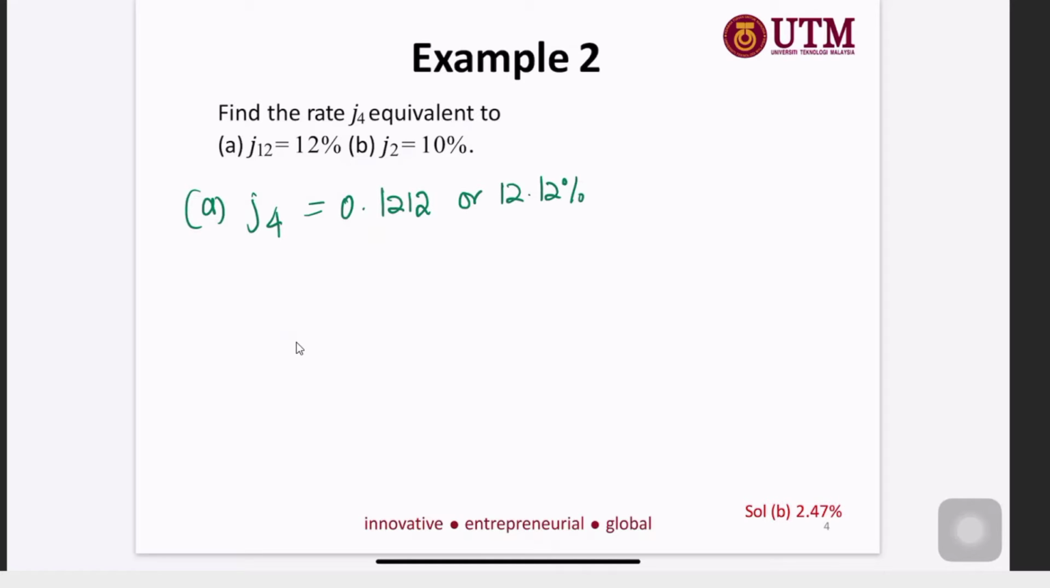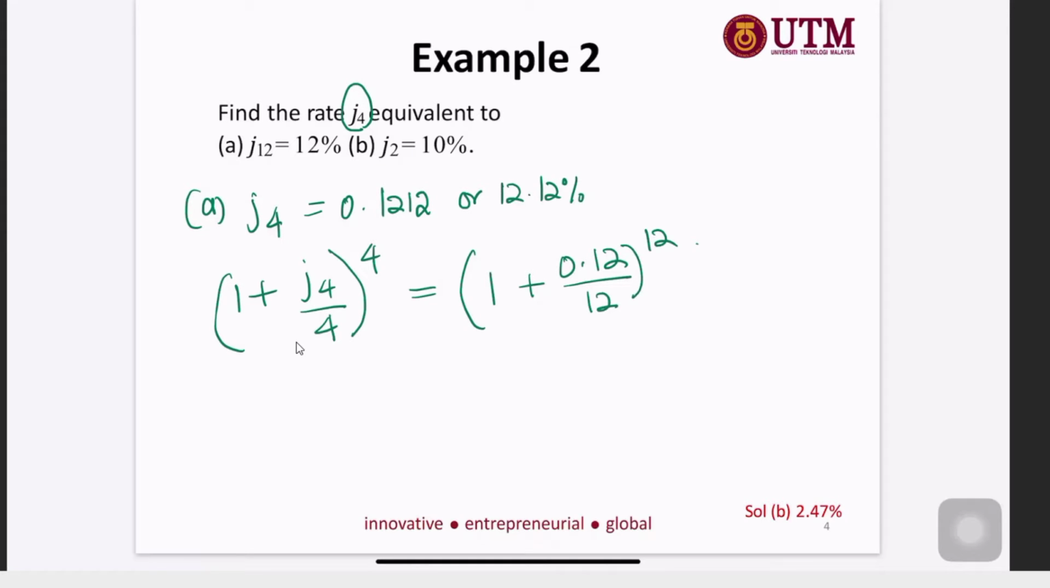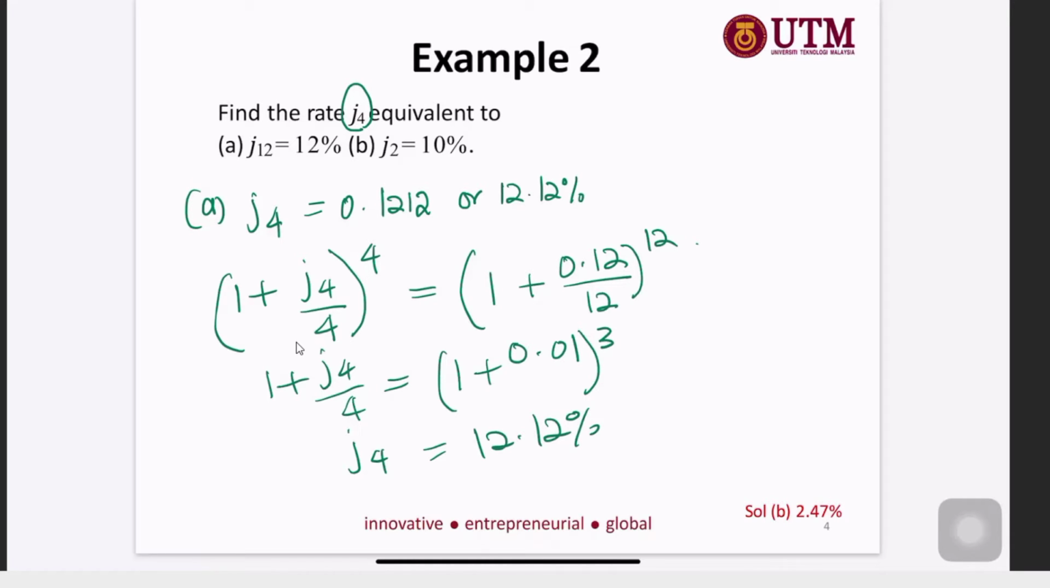Okay, so how to do this? So it's the same like this. So now they want you to find J4, right? So (1 plus J4 divided by 4) to the power of 4 is equal to (1 plus 0.12 divided by 12) to the power of 12. Okay, and here you will get J4 divided by 4. Here you will get 0.01 to the power of 12 divided by 4, you will get 3. Right. Okay, and then you solve, and later at the end, when you solve for J4, you will get 12.12%. Okay, so this should be how you do the example 2.